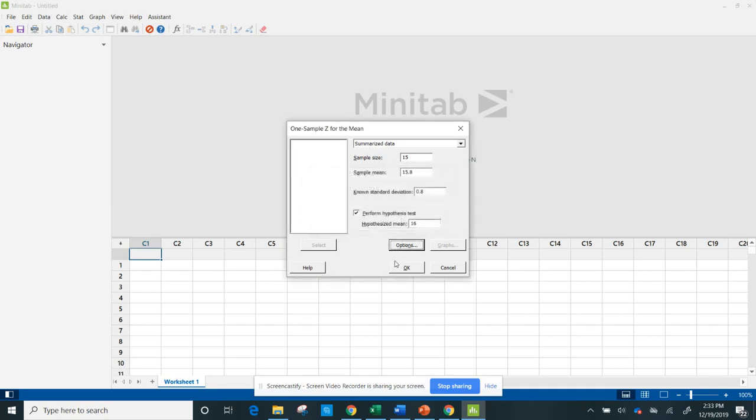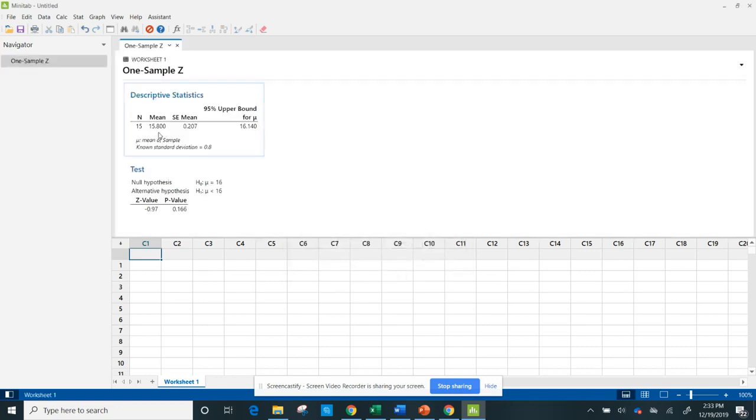So I hit OK, and I hit OK. And I'm given all the information. Again, I'm given the sample size, sample mean, and here I'm shown the alternative hypothesis. Again, be careful because the null is slightly different than what we're using in the class. So here I go, the z-value and the p-value. So the z-value for this one is negative 0.97 and the p-value is 0.166.